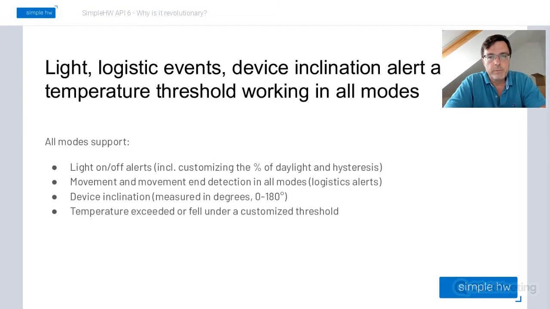It was on the request of T-Mobile, and it was a large logistics project. We are able now to report light logistic events, device inclination, and temperature threshold in all the modes. So you can have it in the press me mode, for instance, and when there's a temperature threshold change, it would trigger an event. So for those cases where you put it into the box, you want to monitor whether the box was inclined, not inclined, whether there was any bump into the box when the box was opened.